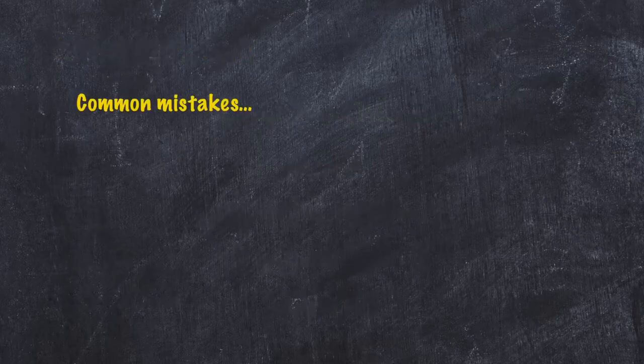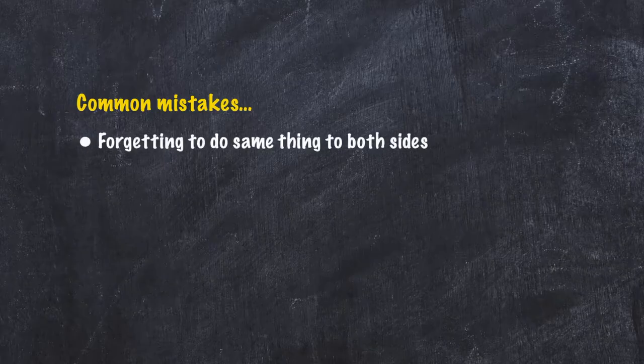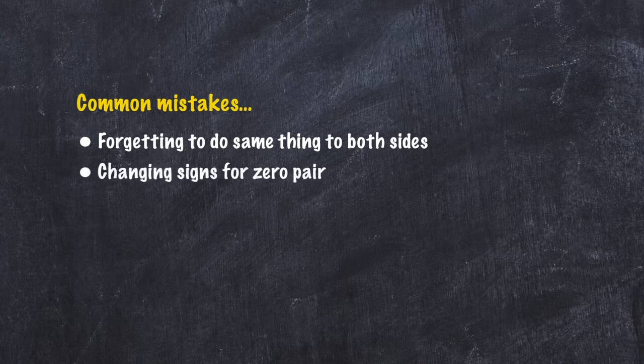There are some common mistakes that you should avoid when solving algebraic equations. Number one, don't forget that everything that you do on one side of the equation, you have to do the same to the other side of the equation. Again, don't forget that when you're looking for the zero pair, you need to change the sign. If you're looking for the zero pair of a negative number, it should be a positive number. If you're looking for the zero pair of a positive number, it should be a negative number.